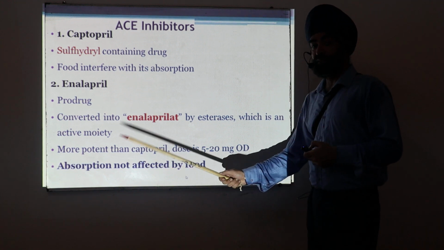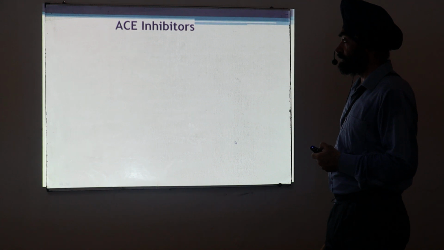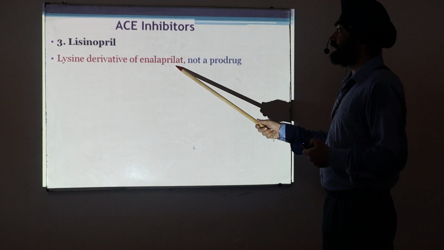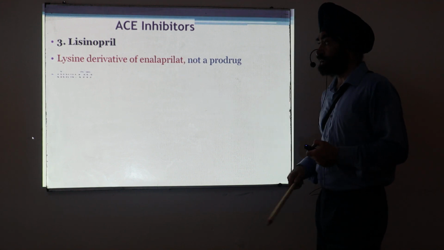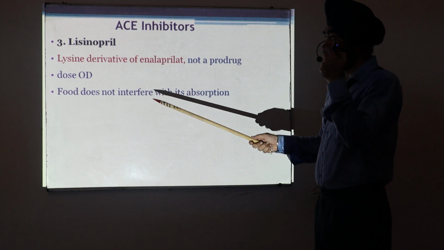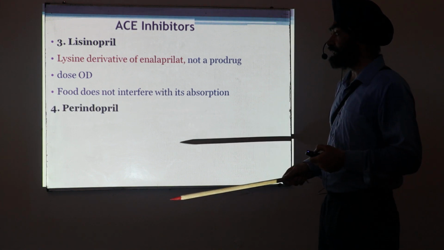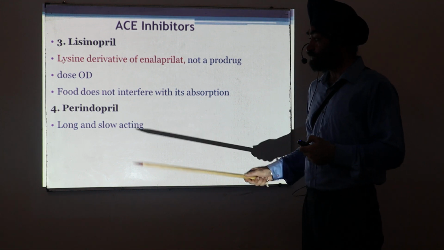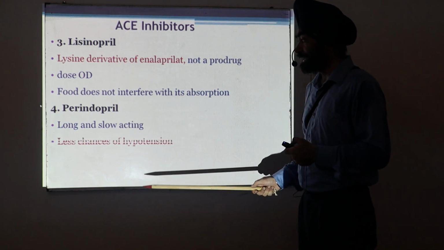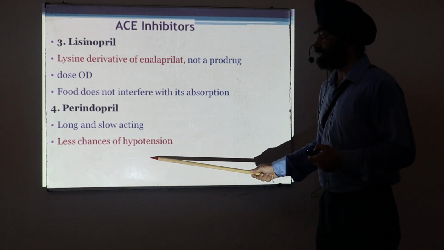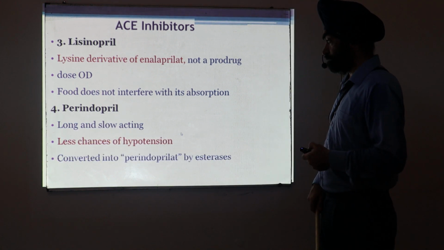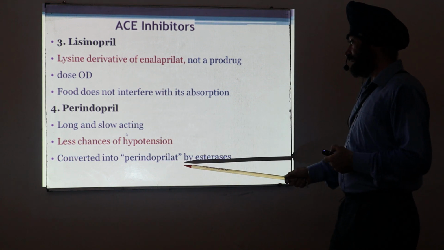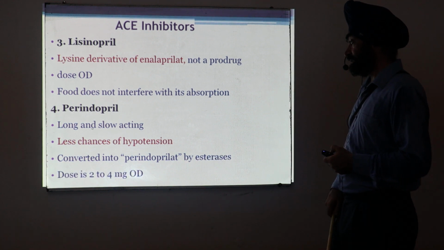Food doesn't interfere with its absorption. Then lisinopril. This is a lysine derivative of enalaprilat, so obviously it is not a prodrug. Given once a day, and food doesn't interfere with the absorption. Then another drug is perindopril. It is long acting and slow acting. So what is the advantage? Because it is slow acting, the chances of hypotension are very less. This is again converted into perindoprilat by esterases.